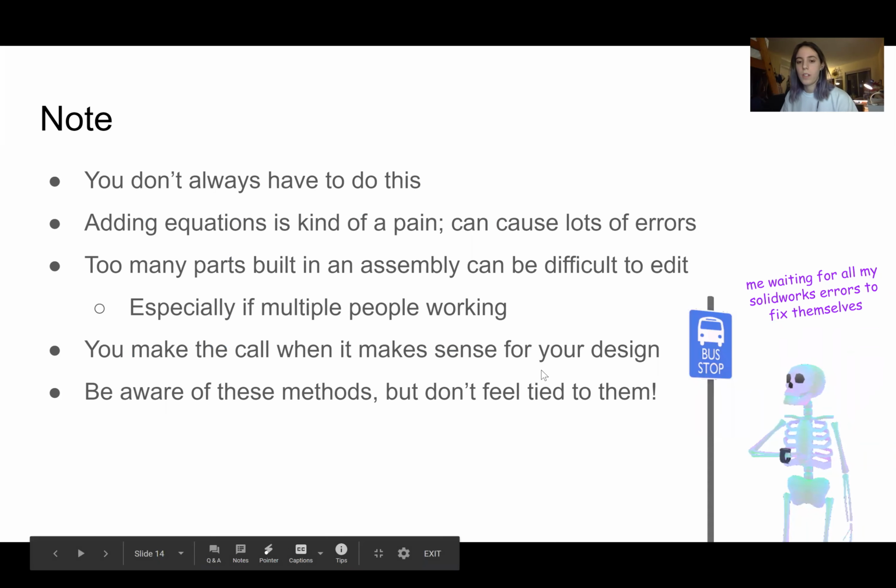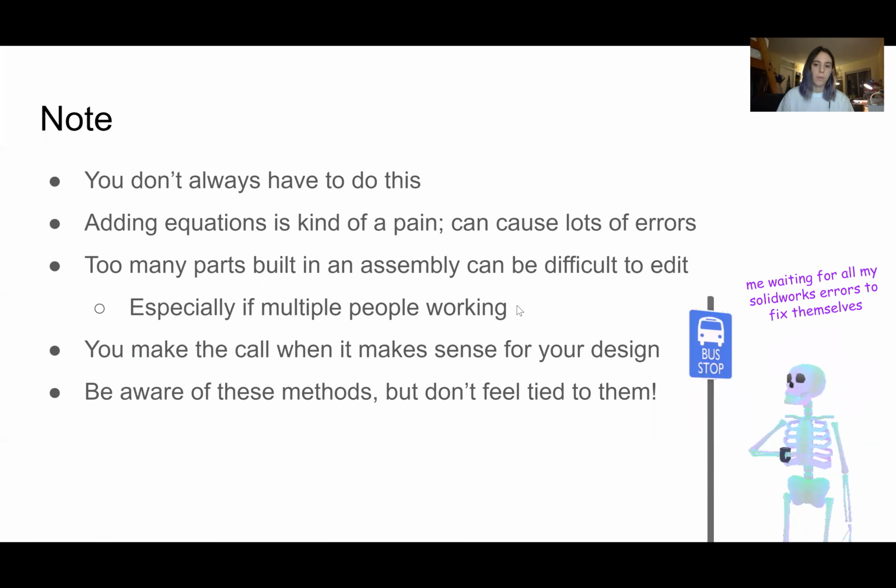And just in general, it only makes sense for things where you know parts have to be defined according to other parts in your assembly. And generally, equations are good when you know those distances and dimensions are going to change. If your dimensions are well defined, you probably don't need to add equations. So yeah, be aware of these, because I think knowing about them can make you a better CAD designer, but don't feel like you have to do this.